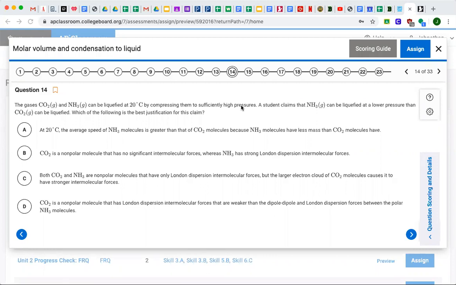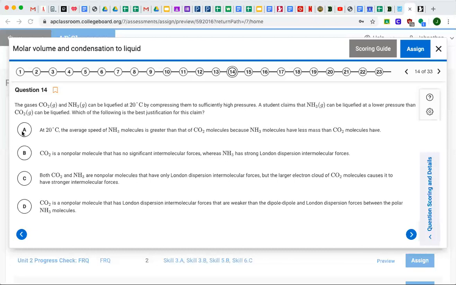Okay. So I think it's going to be A. So the average speed of NH3 molecules is greater than that of CO2 because NH3 molecules have less mass than CO2 molecules have. That doesn't directly translate, but everything else seems kind of goofy to me. CO2 is a nonpolar molecule, no significant intermolecular forces. NH3 has strong London dispersion intermolecular force as well.